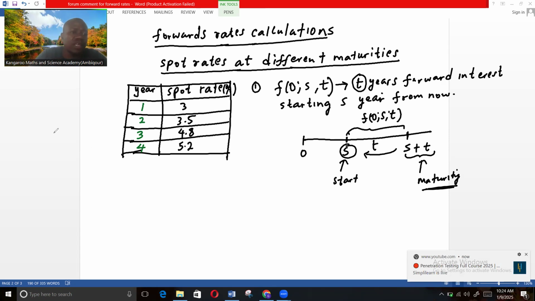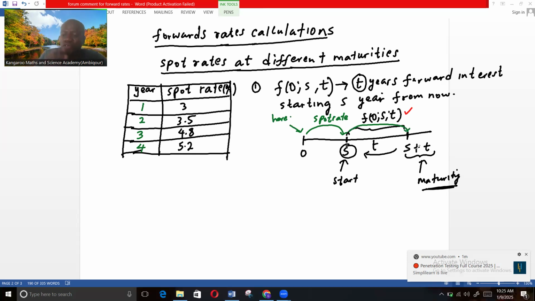So if we wanted to know what this forward rate is, we're going to look at this. Remember, we started the borrowing or the investment here. From here up until s, we know this is just the spot rate. We'll just use the s spot rate. But now we need to know the forward interest rate that we'll use up until maturity.